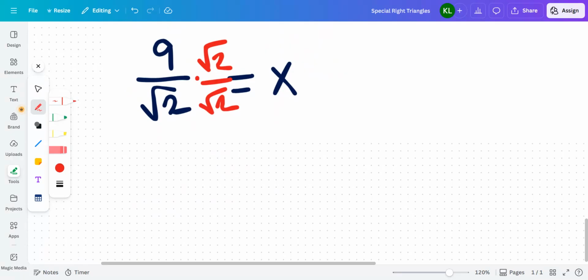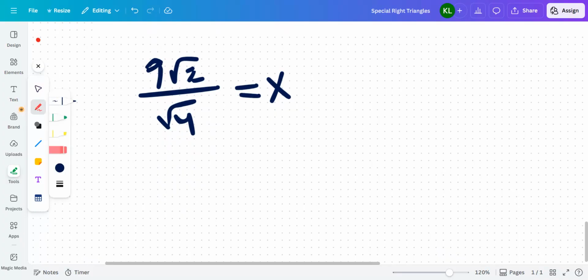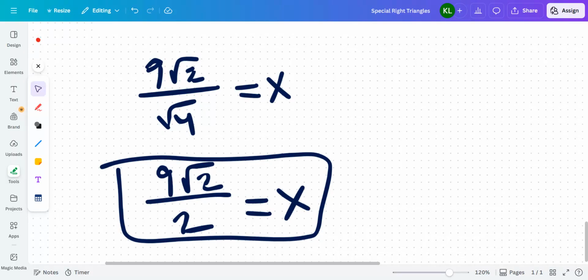So we'll end up with 9 square roots of 2 over the square root of 4. And we know that the square root of 4 is 2. So 9 square roots of 2 over 2 is the value of x. And x is the value of both of our legs in this problem.